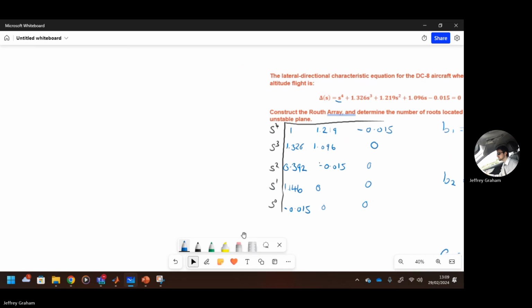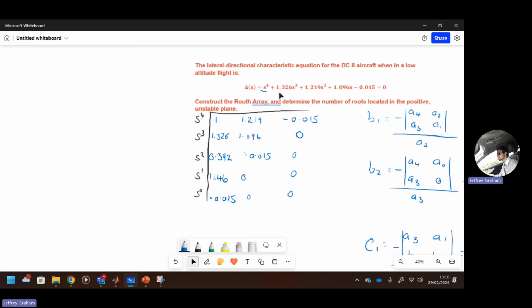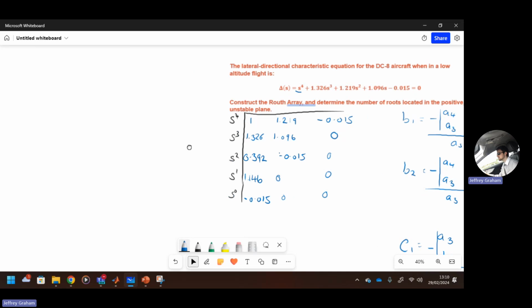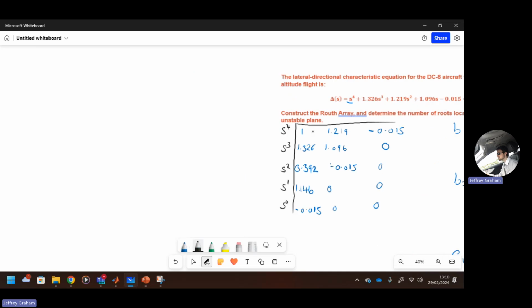Right, to determine the actual question then, the number of roots located in the positive unstable plane, all we're bothered about is the first column. Only bothered about those, and the signs only, not bothered about the values, just the signs. So that's 4, 3, 2, 1, and 0.